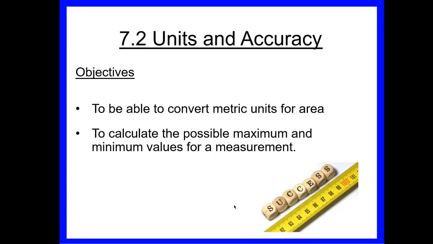Hi there, so today's lesson is Unit 7.2 and it's Units and Accuracy. The objectives for today then are to be able to convert metric units for area and to calculate the possible maximum and minimum values for a measurement.